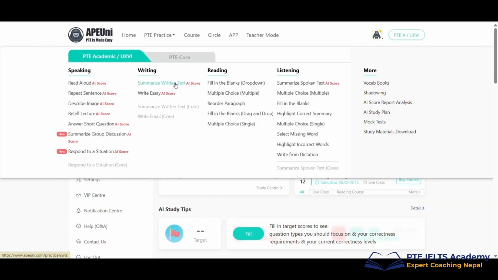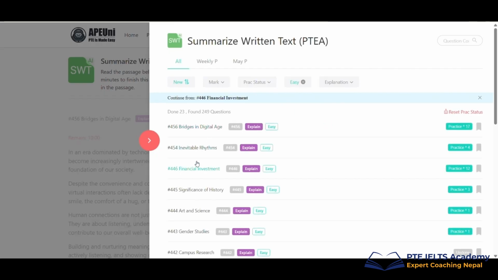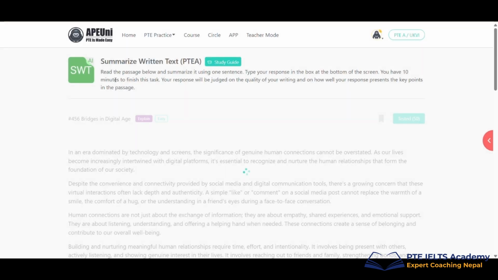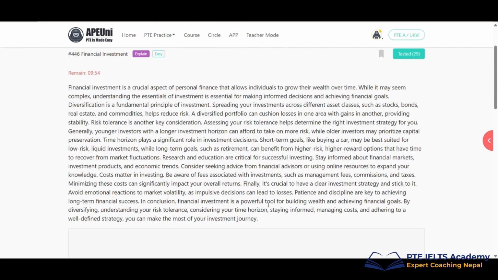Let's look at it. Let's read the instructions first. The instruction tells you what you have to do here. Read the passage below and summarize it using one sentence. This is the passage. You will get a passage of around 300 words. That will be the length of the passage.